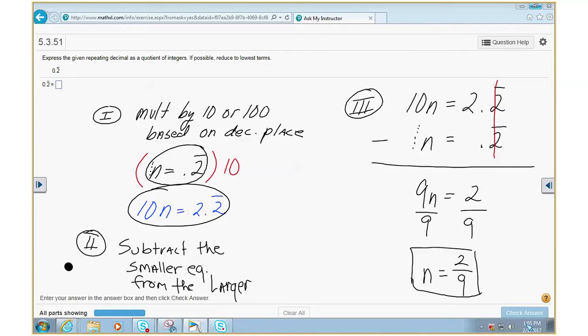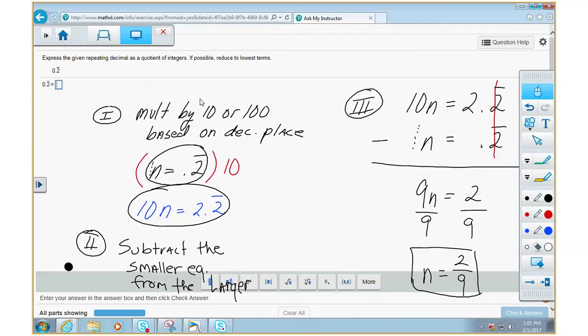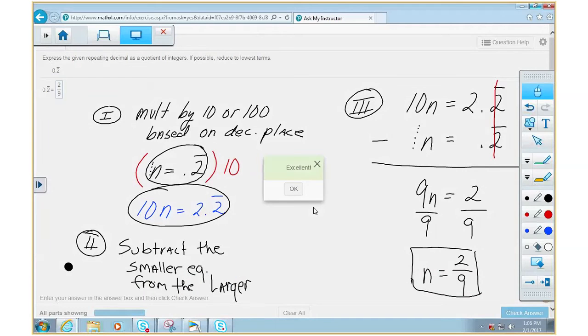So now you type in 2 over 9, and you should feel good about yourself. Not have to put on too much makeup and look like an Oompa Loompa. A calculator. I got an excellent.